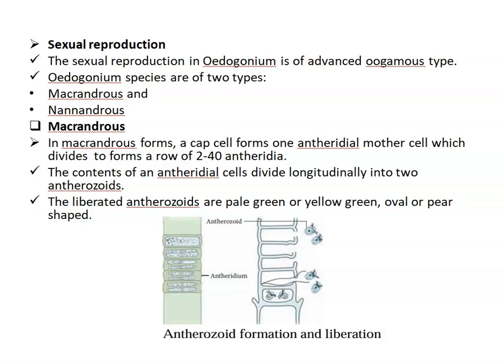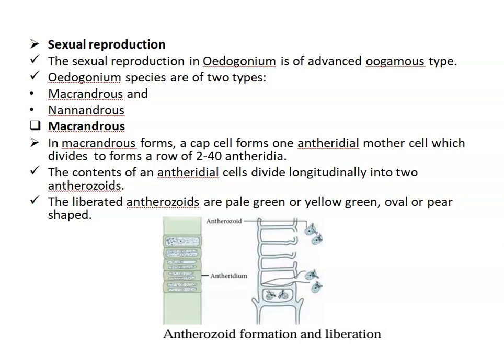Depending upon the nature of the antheridia-producing plants, just listen very carefully, Oedogonium species are of two types, macrandrous and nannandrous. Macrandrous: in the case of macrandrous species, antheridia are produced on a normal size plant. Macrandrous species may be monoecious or dioecious. In dioecious macrandrous species, antheridia and oogonia are produced on separate male and female plants of normal size.